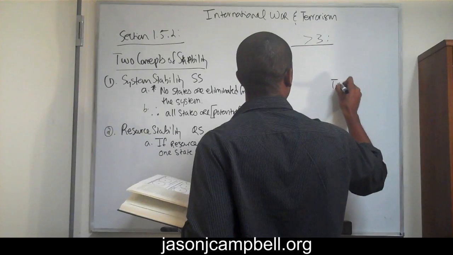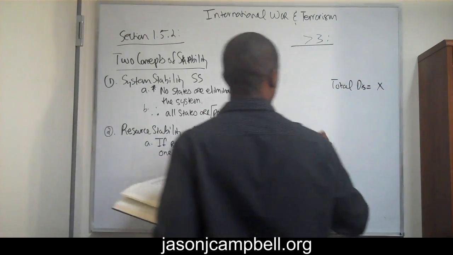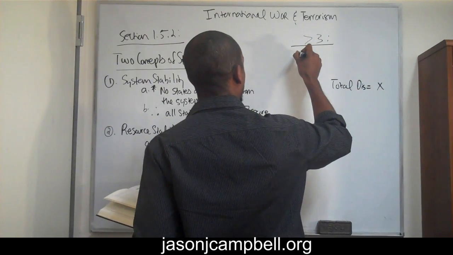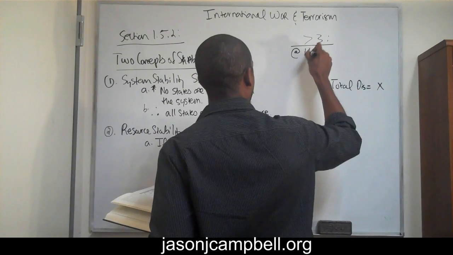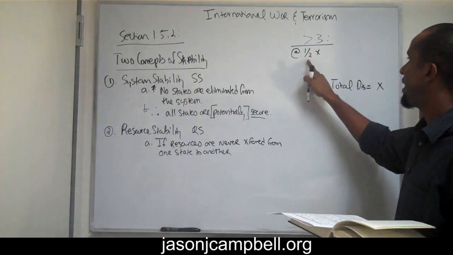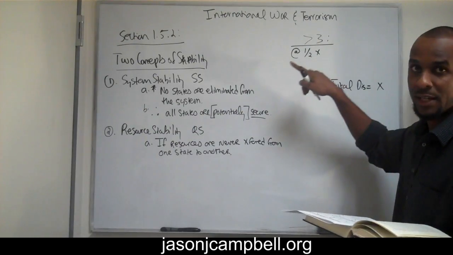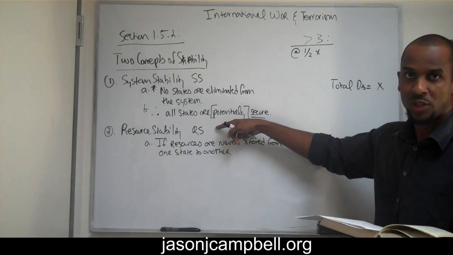So let's say total distribution of resources equals X. Then at least one state has to have half of that, half of X, right? If at least one state has half of X, then we recognize that the state is going to be both system stable and resource stable, right?